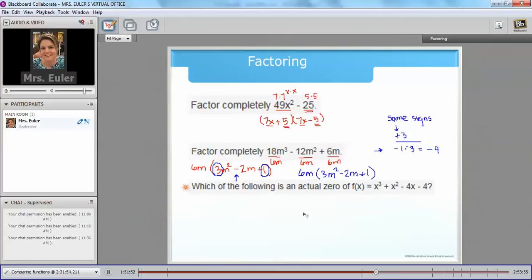Okay, so back to this third problem here. This question says, which of the following is an actual zero of the function? Well, first of all, recognize what zero means. Zero means we're setting the function equal to 0 and solving it. So this is what our function really looks like, setting it equal to 0. But in order to do this, we're going to factor it. Notice, and this is solving it, finding the actual 0 means solve.